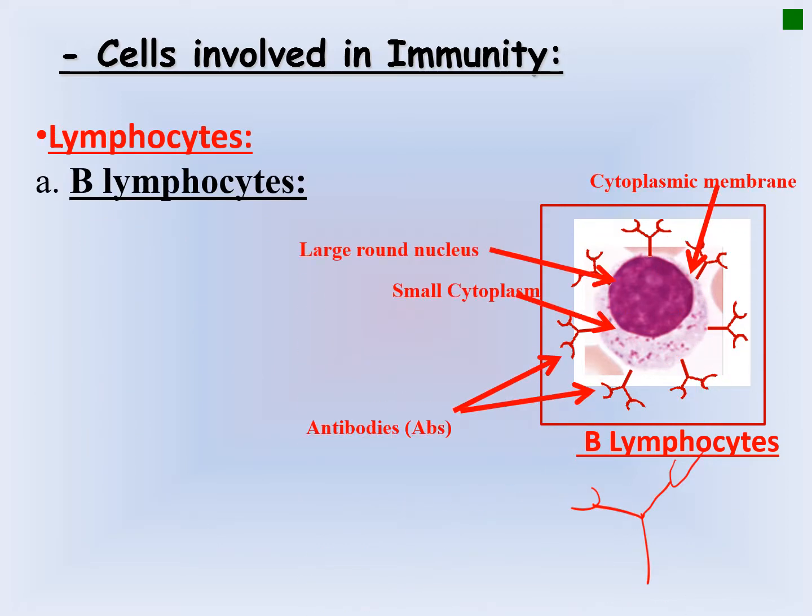B lymphocytes. This is the labeled figure of the B lymphocyte. You have to know it, you have to label it, you have to draw it inside a box, and you have to give it a title. Here we have a large round nucleus, small cytoplasm. These Y-shaped structures are called antibodies.